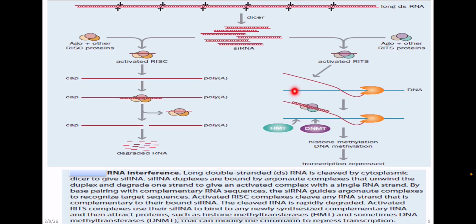On your DNA, you realize it's like a polymerase, and your mRNA is being transcribed. So what happens is, with the activated RIT complex, it will bind to the mRNA being transcribed, and it will recruit HMT and DNMT, histone methyltransferase and DNA methyltransferases, and these methylate certain points, and this represses transcription. It prevents the mRNA being transcribed further. So this does not degrade the RNA, but stops or represses transcription.